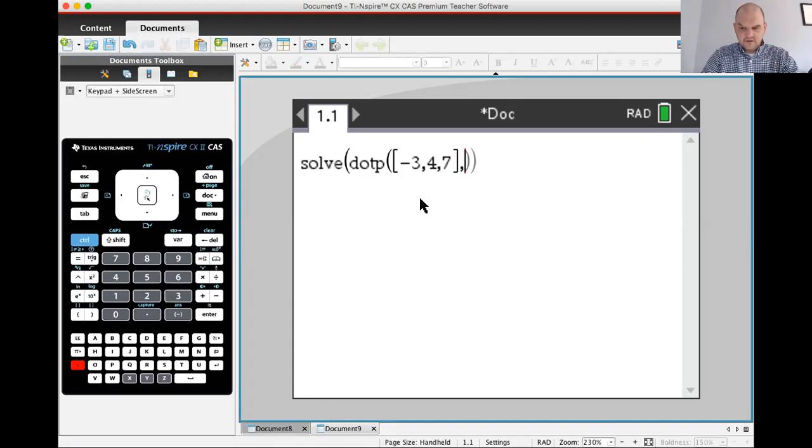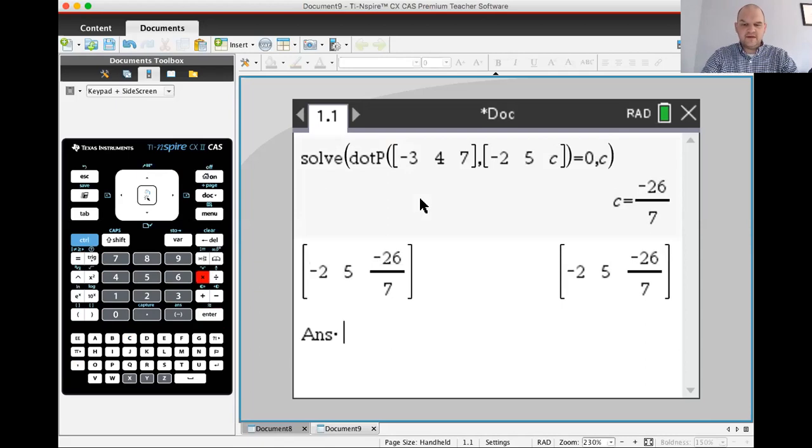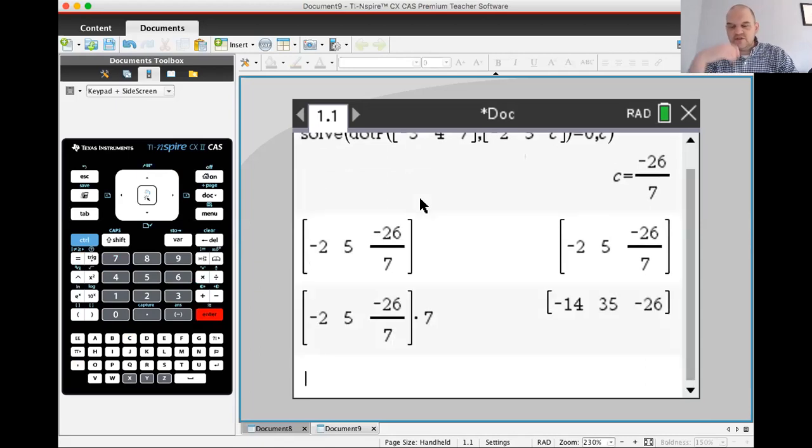I could just do it. I'm going to make up two things: -2, 5, C. I want the dot product to equal 0. Solve for C. So then it's -2, 5, -26 over 7. That 7 is suspicious, right? It's the same number that showed up last time. Then I'm going to multiply by 7. So I need to use -14, 35, and -26.